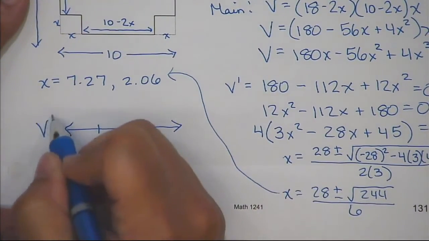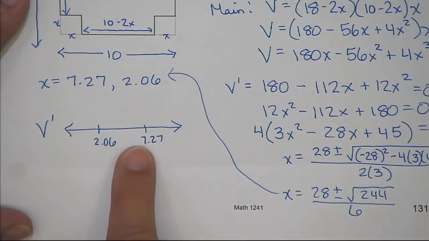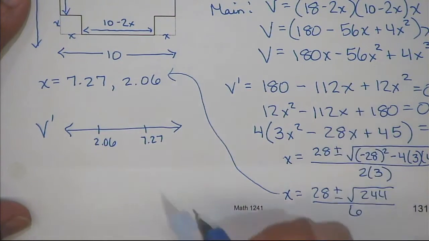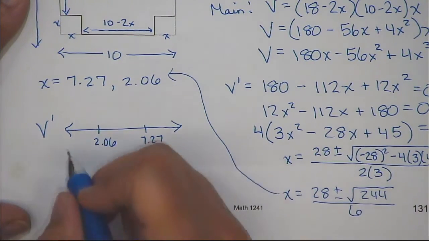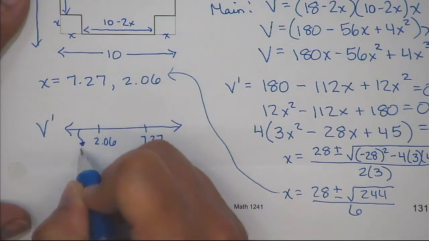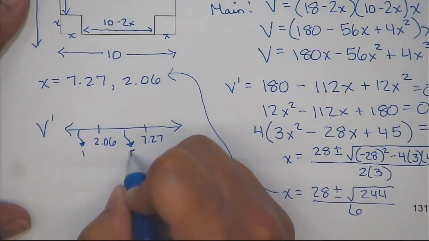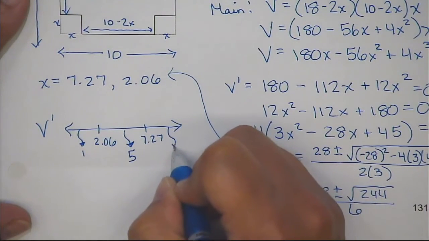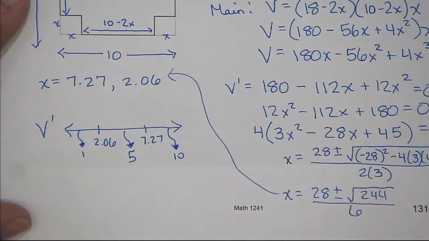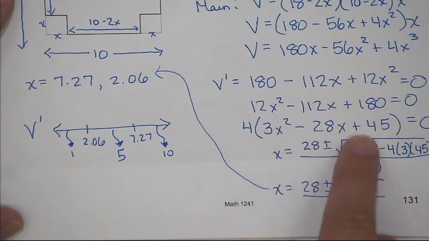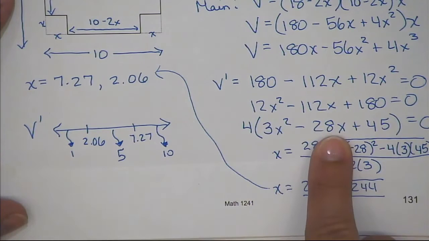And this is the derivative. So I'm going to plug in my test points into the derivative. Okay. So pick something less than 2. I would pick 1. Pick something between 2 and 7. 5. Pick something bigger than 7. 10. Plug those numbers into either the main derivative or you could plug it into the smaller one down here after we factored out the 4.